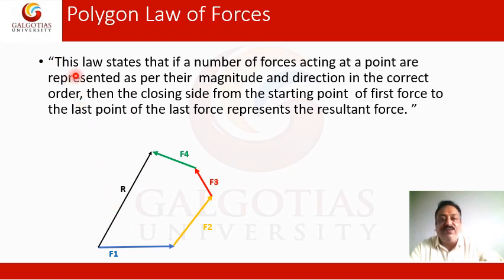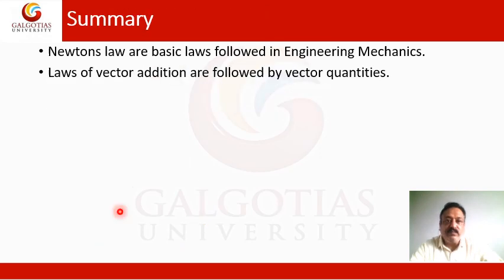So the polygon law of forces states that any number of forces acting on a point are represented as per magnitude and direction in the correct order. Then the closing side from the starting point of the first force to the last point of the last force represents the resultant force. This is known as the polygon law of forces.